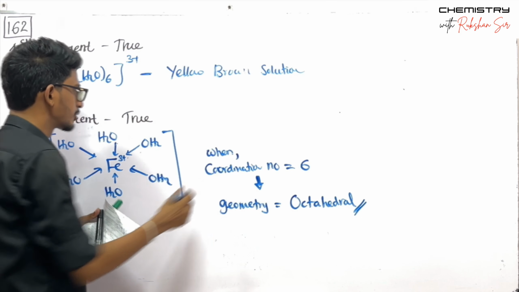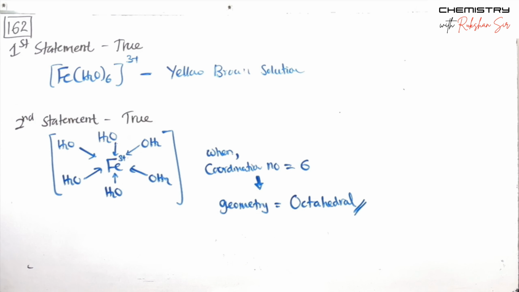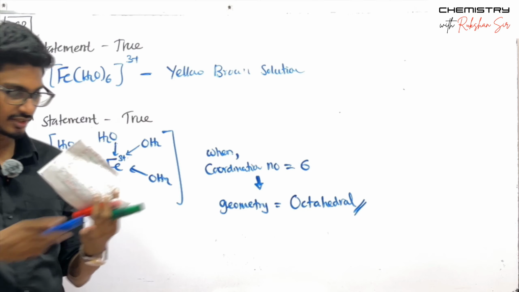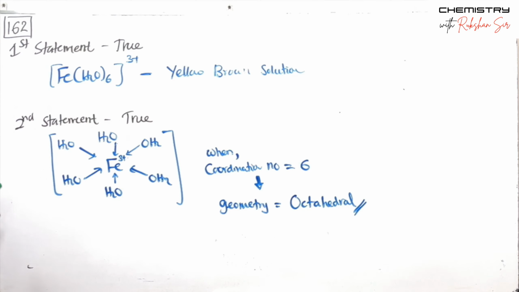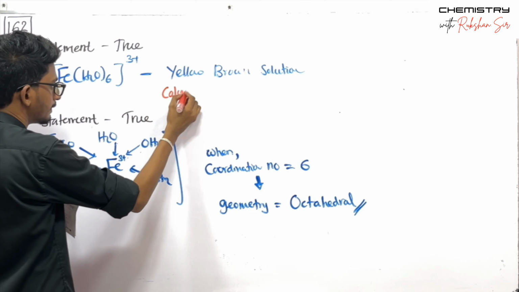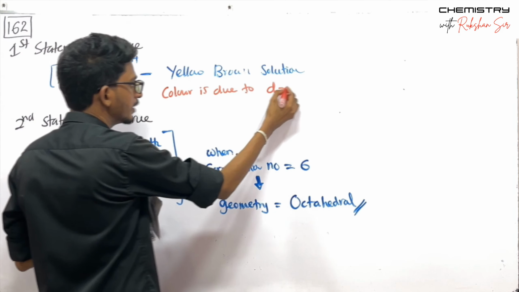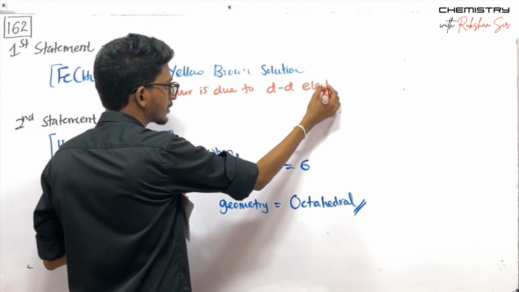So both the statements are true. The second one won't explain the first one. The color is due to d transitions, right? That is not explained here. So here the color is due to d to d electron transition, right?